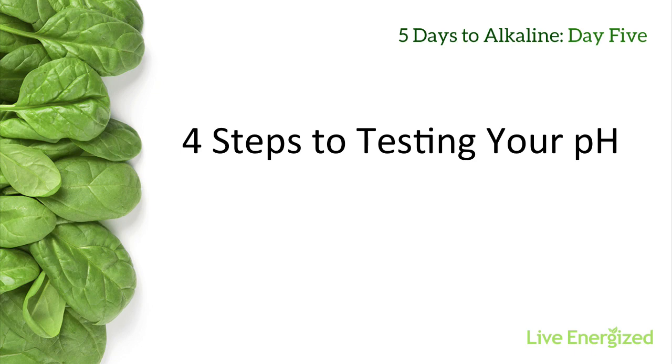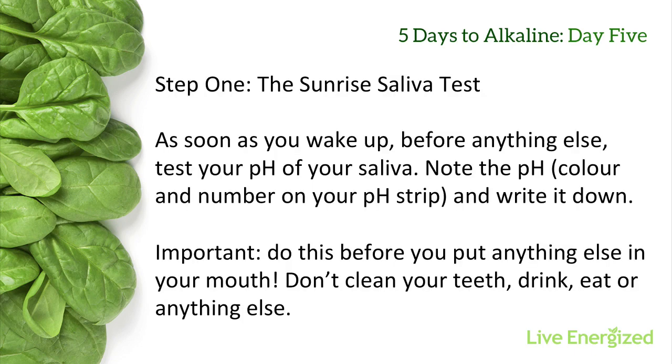And there's 4 steps to testing your pH. Step 1 is the sunrise saliva test. So as soon as you wake up, before you do anything else, test the pH of your saliva. Note the pH, which is the colour and the number that corresponds to that colour on your pH strip, and write it down. Important. Do this before you put anything else in your mouth. Don't clean your teeth, don't drink, don't eat or do anything else.